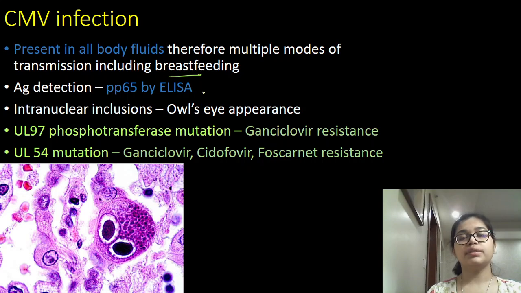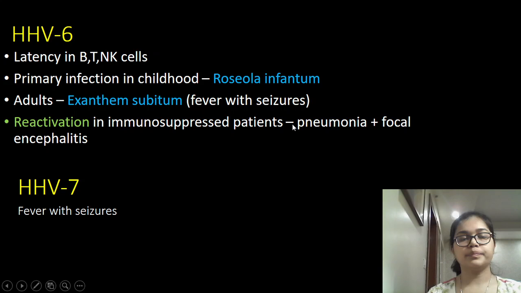Antigen detection, you can detect the PP65 antigen by ELISA. Intranuclear inclusions have an owl's eye appearance. Two resistances which are important to remember are UL97 phosphotransferase mutation producing ganciclovir resistance and UL54 mutation producing resistance to ganciclovir, cidofovir, and foscarnet, which is quite extensive.